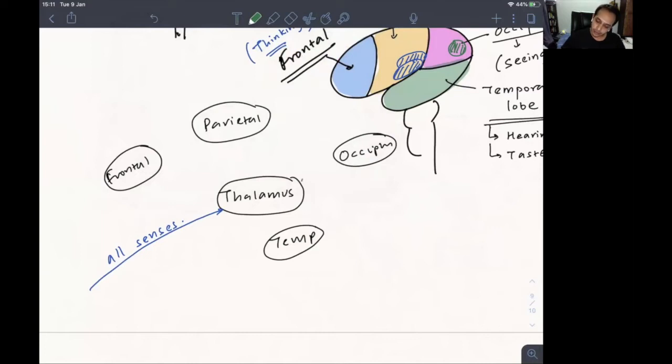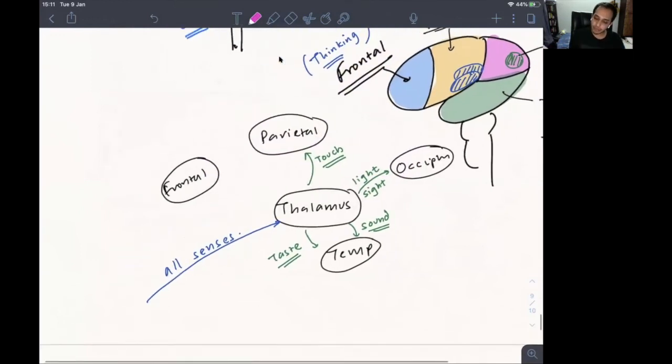So it will send the light that is your sight, into occipital. It will send sound into your temporal lobe. It will send taste into your temporal lobe. It will send your sensation of touch into your parietal lobe. And all these areas will analyze this information that they just got. And once they have analyzed it, whatever they conclude, all of them will send that information to the frontal lobe.